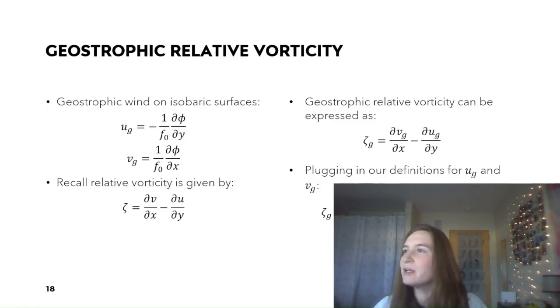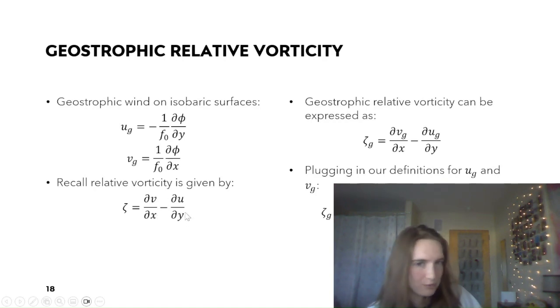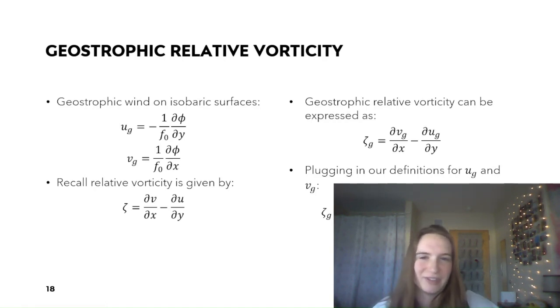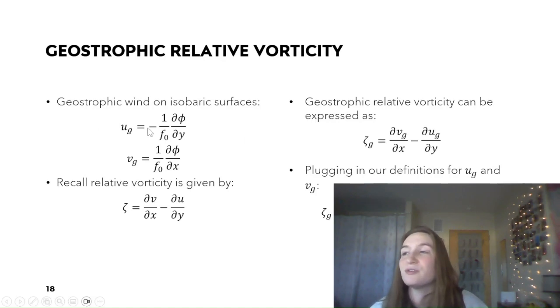All right, geostrophic wind on isobaric surfaces. So here's our u wind and our v wind. You'll notice the subscript g means it's geostrophic. Then our relative vorticity equation is normally dv/dx minus du/dy. All I'm doing here is adding the subscripts of g. That's the only thing that's changing for geostrophic relative vorticity. Then we can use our definitions of u_g and v_g and plug that in here. So you'll notice d/dx, that's right here. Then our definition of v_g would be this one, that's here. And then our definition of u_g is this, and that's here.